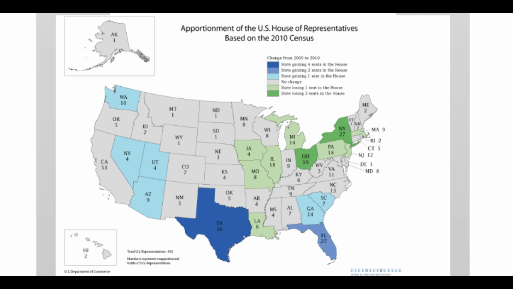We can see actually most of the country, the gray shaded states, had no change in the number of representatives, but a number of the northeastern states and a couple of the farm states lost 1 or 2 seats in the House, and a number of states in both the southeast and southwest gained 1 or 2 seats. Texas, of course, is an exception. Texas gained 4 seats in the House.